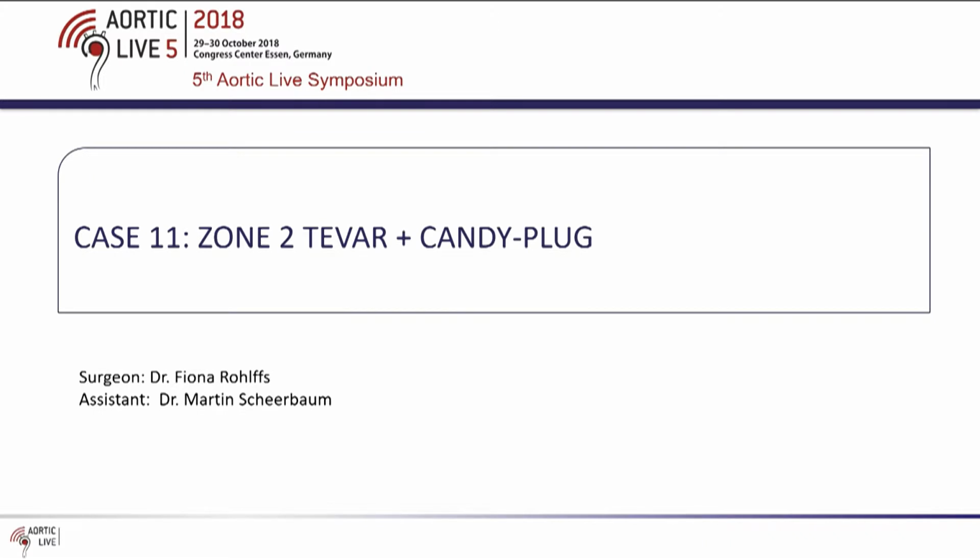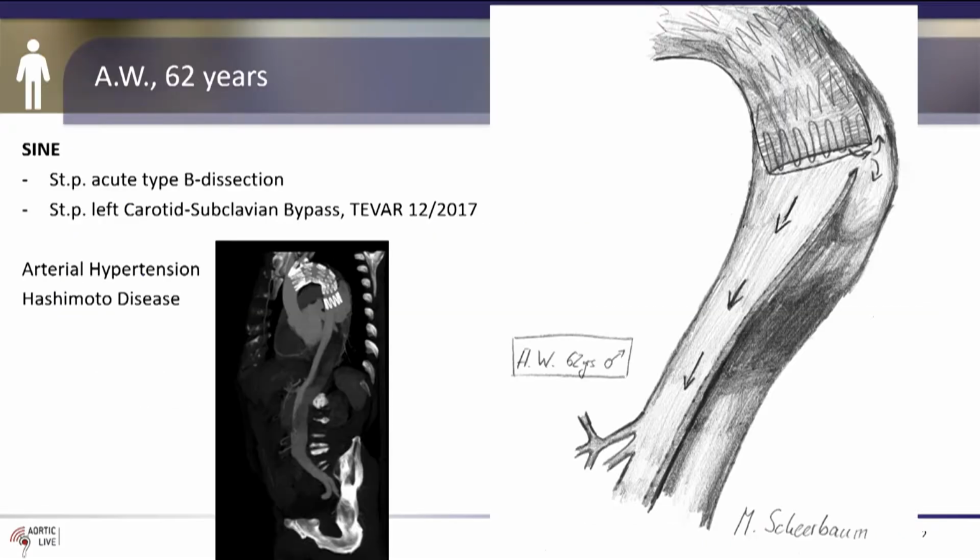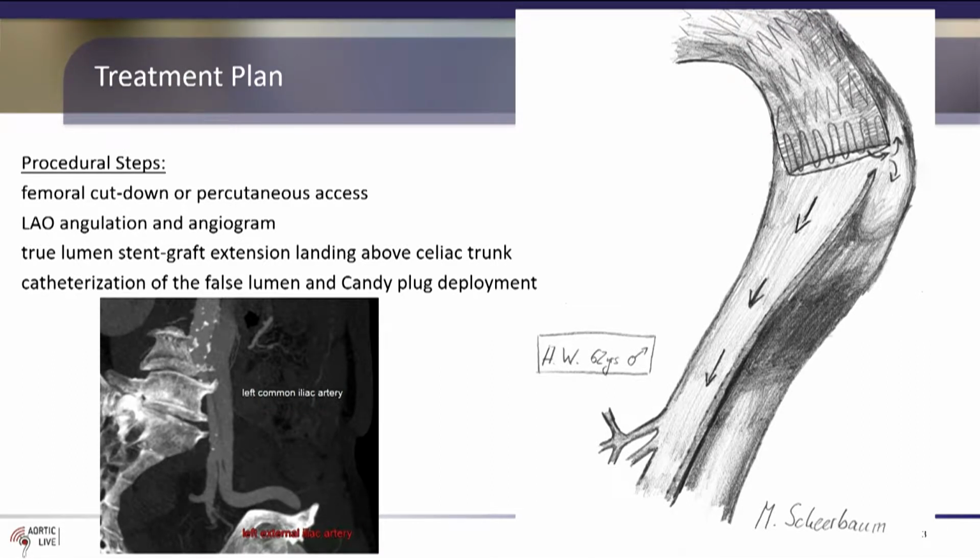This was a TEVAR and candy plug case in a, next slide please, type B dissection with false lumen perfusion. The patient already had TEVAR and carotid-subclavian bypass procedure, but showed a SINE, a stent graft-induced new entry tear to the false lumen, which is depicted in this draft. Next slide, please. So our treatment plan was to extend the true lumen stent graft distally to the celiac trunk and also occlude the false lumen and prevent backflow with a candy plug and use the classic candy plug technique.